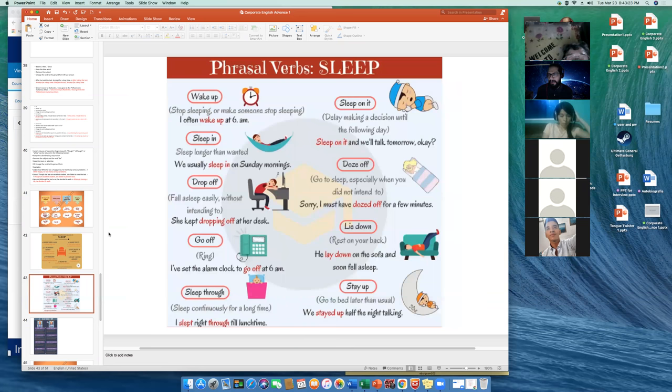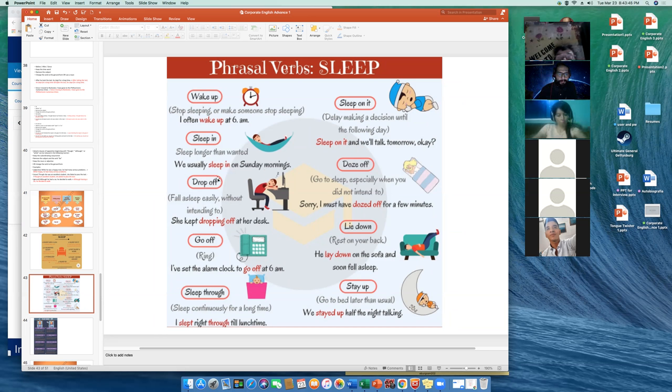Sleep in: you wake up at 7 every morning and then you get up. But on Sunday, since it's your day off, what you do is you sleep in. We usually sleep in on Sunday mornings, right? So you don't wake up at 7. You don't get out of bed at 7. You wait until 8 or 8:30 or 9, depending on how much you want to sleep in.